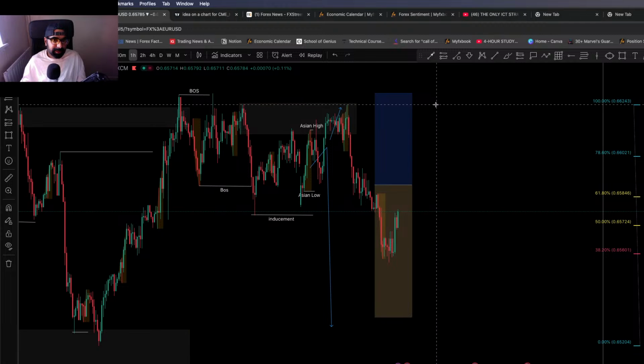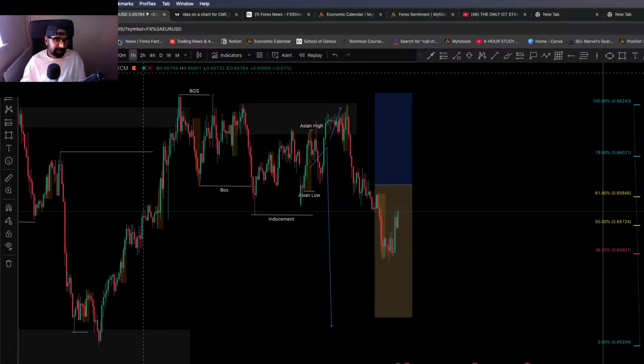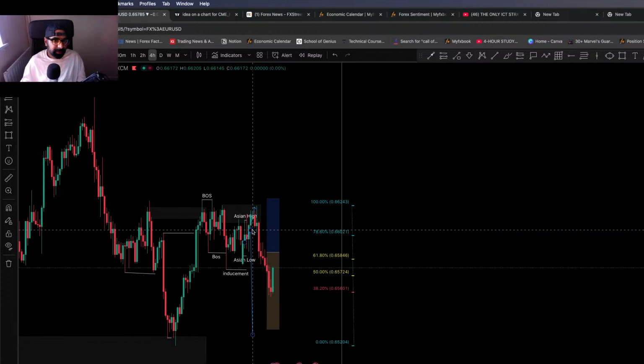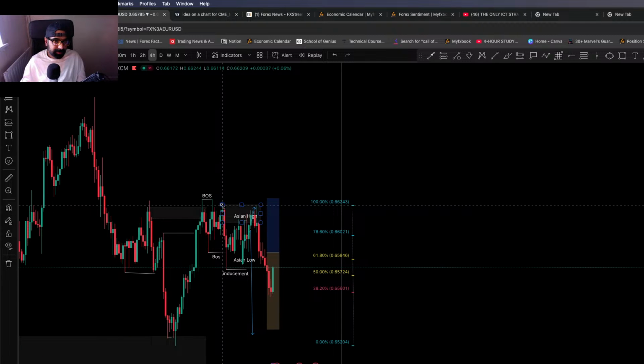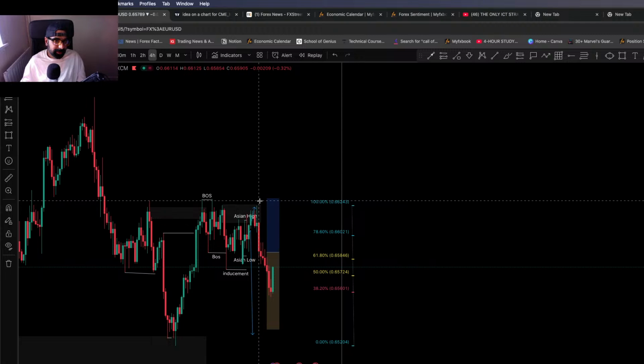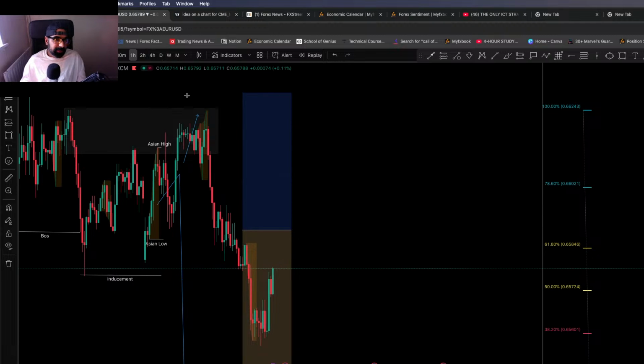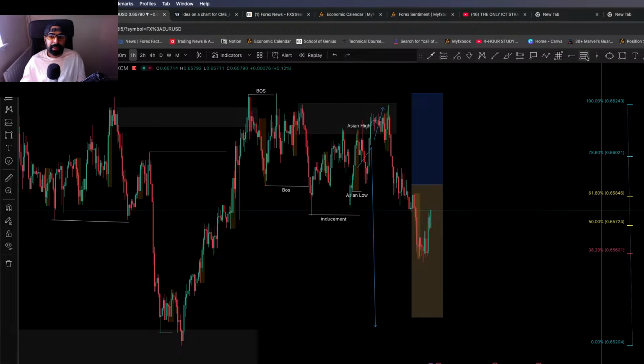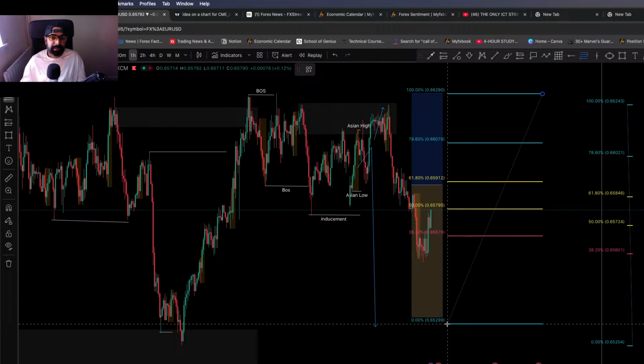The problem is liquidity wasn't taken. So I was looking at from here, these two were taken out. And then the order block right there. But normally I would prefer the wick to be taken out there. But it's a perfect setup. You can take some nice entries right there.